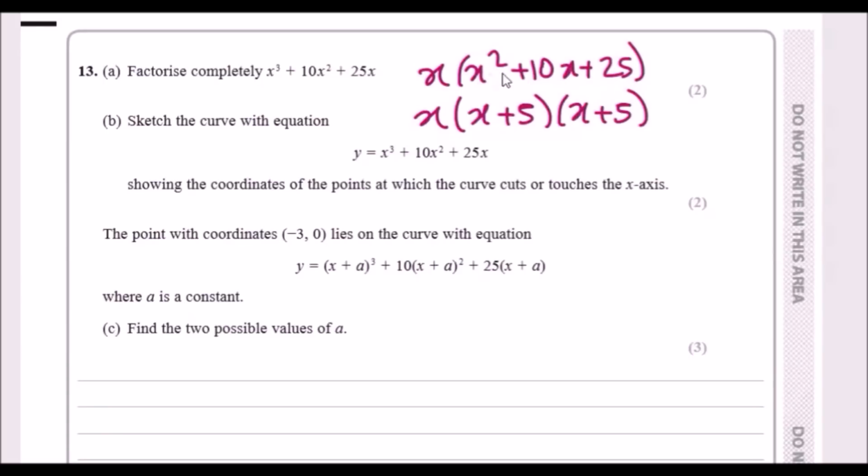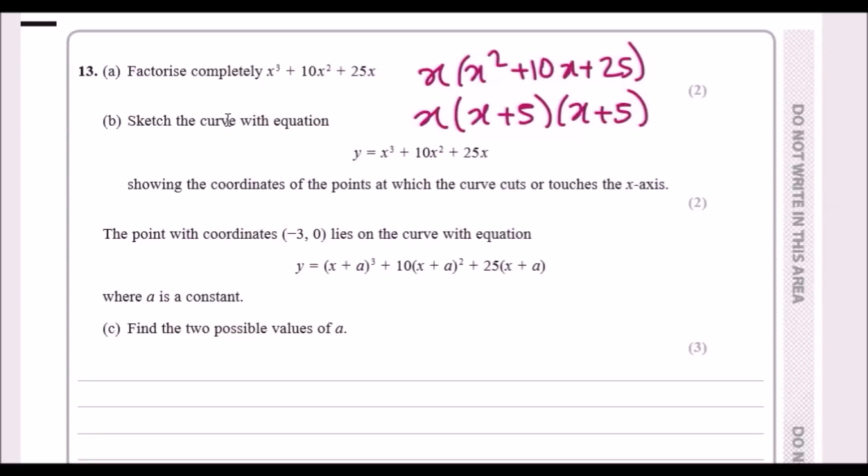And now looking at this quadratic, you just need to open up two brackets and realize two numbers that multiply to make 25. And that's going to be, of course, 5 and 5, because that's the only combination. And we also realize that out of those two numbers, 5 plus 5 also makes 10. And that's it. This is fully factorized.